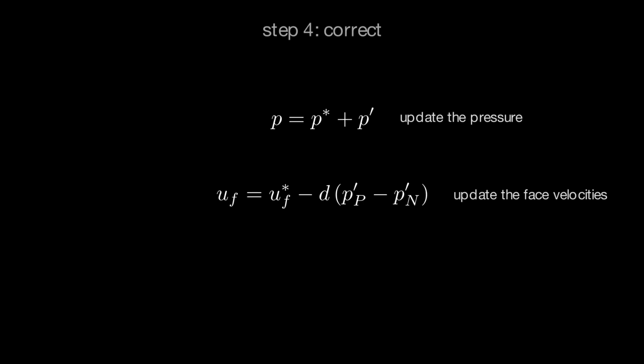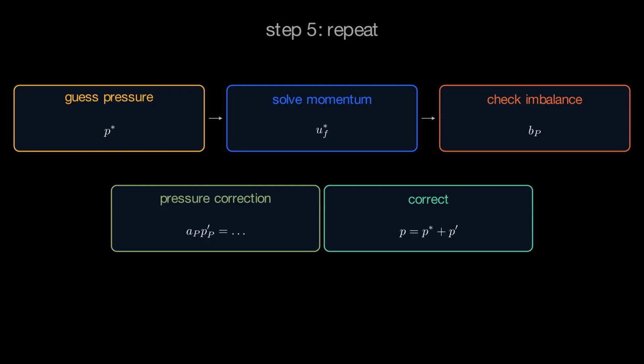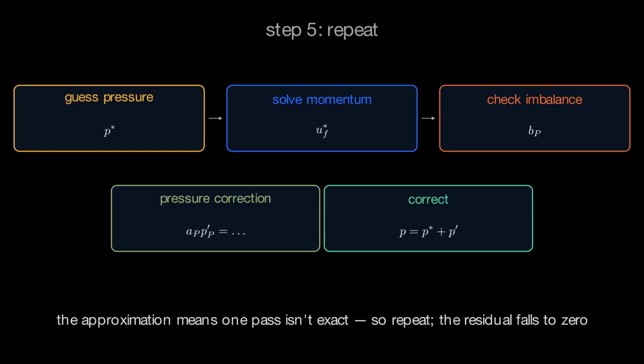Sweep the grid. Step 4. Correct. Add the pressure nudge to the guess, and nudge every face velocity by the same pressure correction. By construction, the corrected velocity now balances the mass in every cell. Because of that one approximation, a single pass isn't exact. So we repeat the whole loop: guess, solve momentum, check the imbalance, solve the pressure correction, correct. Each pass, the total mass imbalance shrinks. When it reaches 0, the velocity and pressure finally agree. The flow is solved. That loop is SIMPLE.